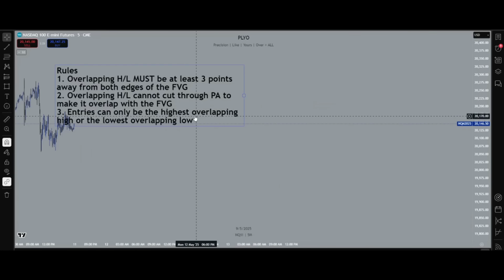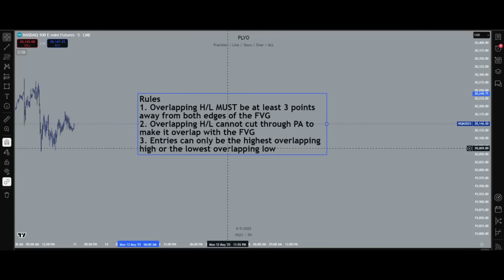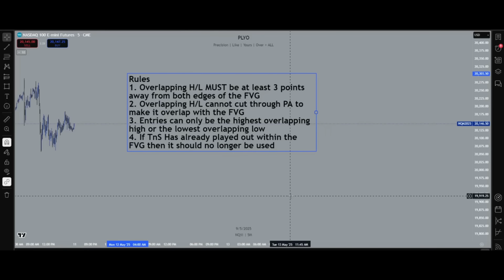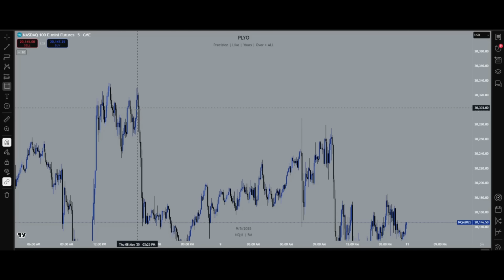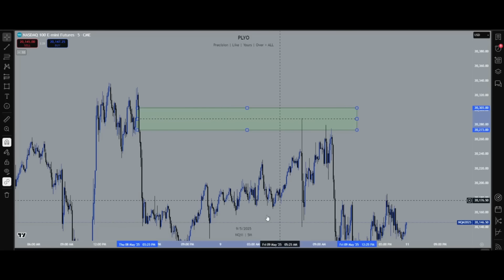There it is. But remember, rule number 3, you can only look for the highest overlapping high or the lowest overlapping low. Okay, so moving on to rule number 4, if TnS has already played out within an FVG, then it should no longer be used. So right about here, we had basically two fair value gaps here, two bearish ones.